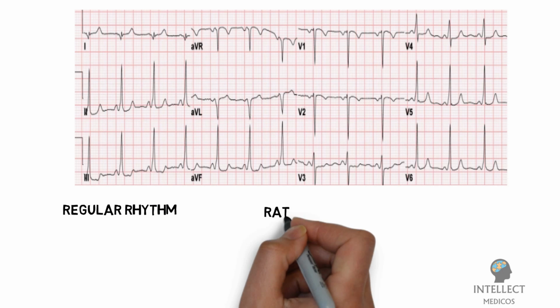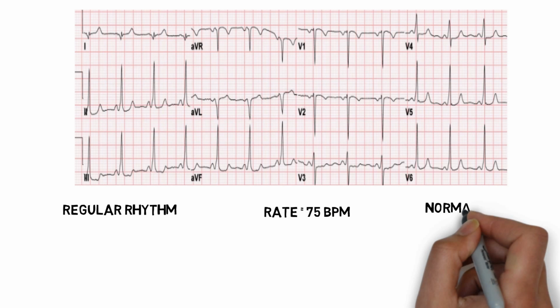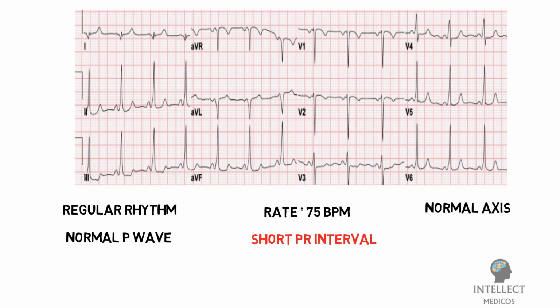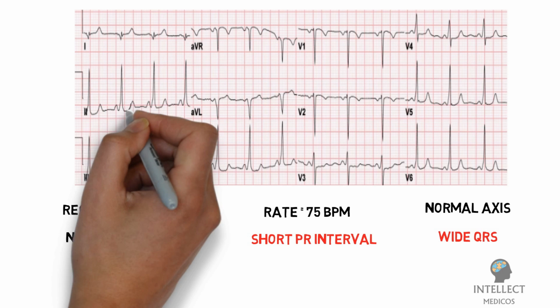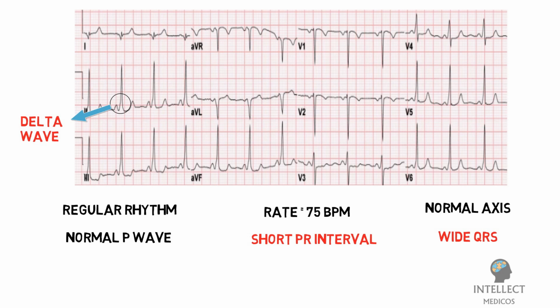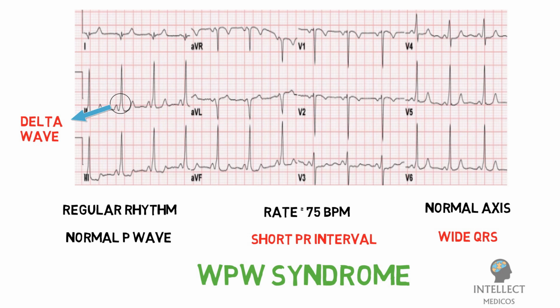Regular rhythm, rate 75 beats per minute, normal axis, normal P wave, short PR interval, wide QRS complex with slurred upstroke of QRS called as delta wave, and T wave is normal. So this patient has an accessory pathway as there occurs early activation of ventricles due to impulses bypassing the AV node via an accessory pathway. This patient is having WPW syndrome, that is Wolff-Parkinson-White syndrome.